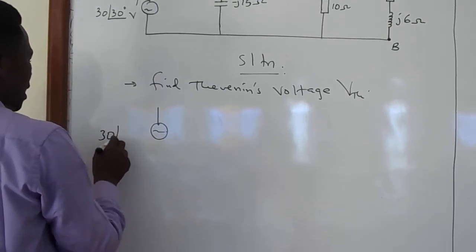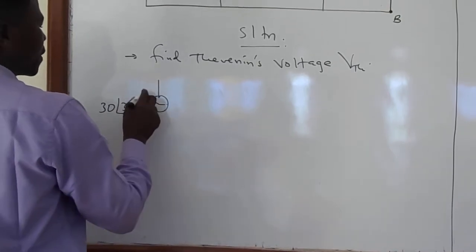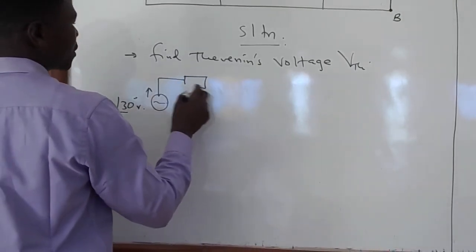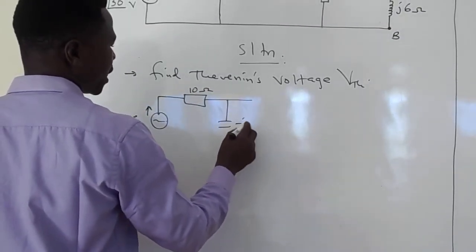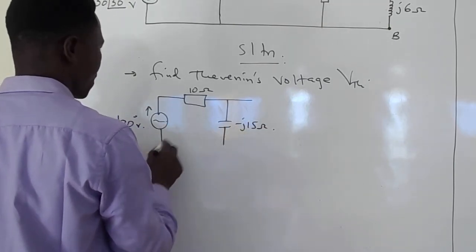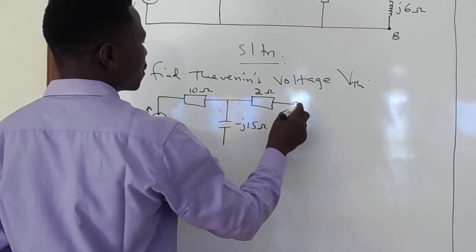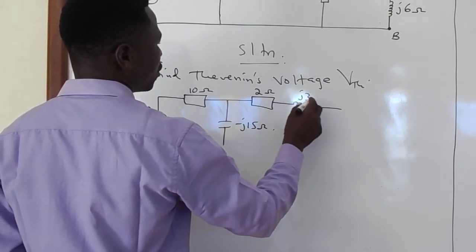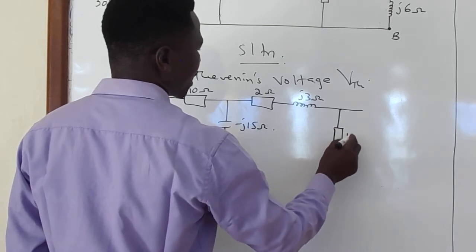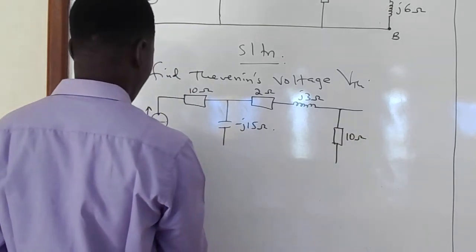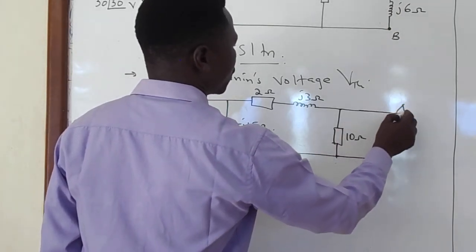We have 30 at an angle of 30 degrees volts. We have 10 ohms. We have negative J15 ohms. We have 2 ohms. We have J3 ohms. We also have 10 ohms in parallel, and terminal AB.